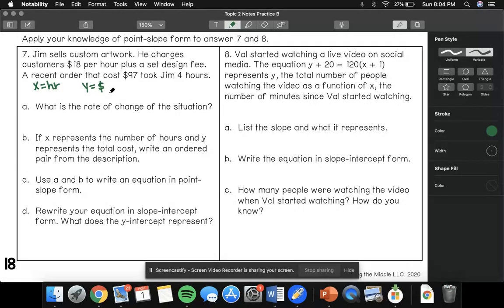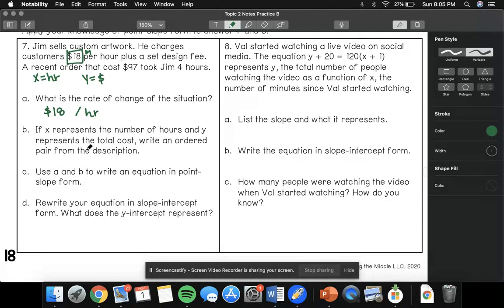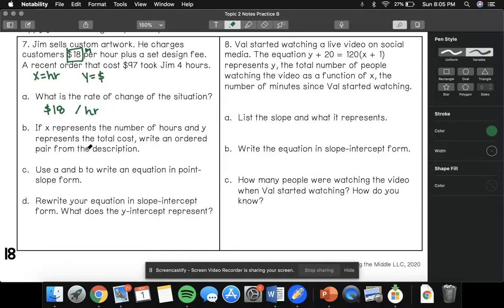The rate of change would be what he is getting paid every hour. So this per hour right here would be his rate or his slope. So $18 per hour is his rate. If x represents the number of hours and y represents the total cost, write an ordered pair from the description. So for this problem, he made $97 for 4 hours of work. So as an ordered pair, his input into the work was 4 hours. His output was $97.